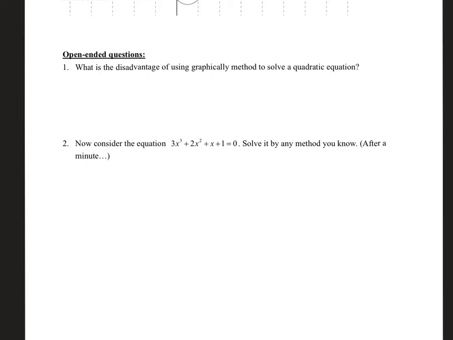Honestly, I heard from many students saying that they don't like it, because if I use a calculator, the quadratic formula, or even factorization, I can solve it. Why do we need to use a graph, isn't it? It's very terrible to draw the parabola and the line, or the concept is harder. So these are all the disadvantages of solving quadratic equations by the graphical method, because you've got so much trouble, especially talking about graphs.